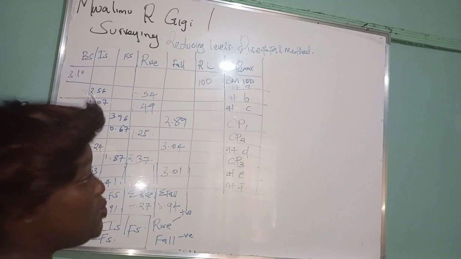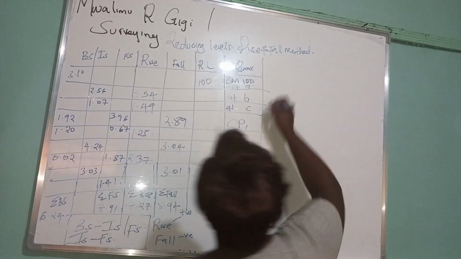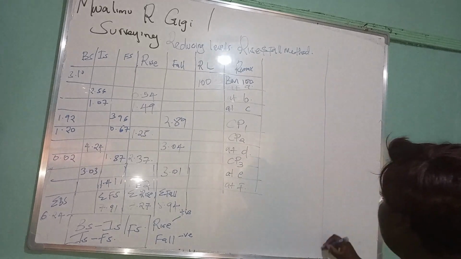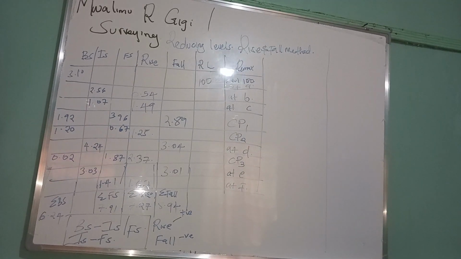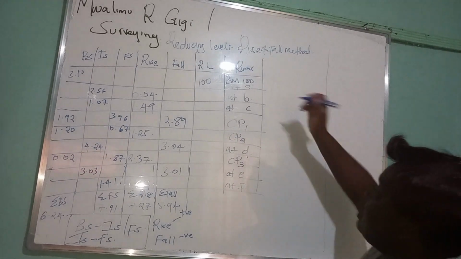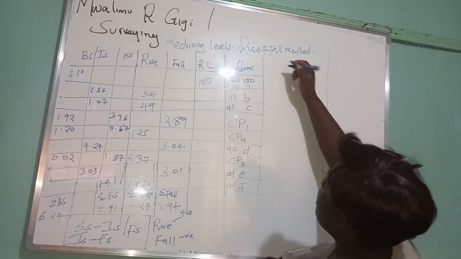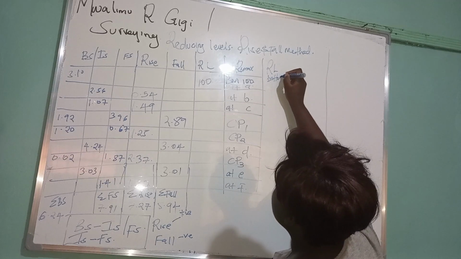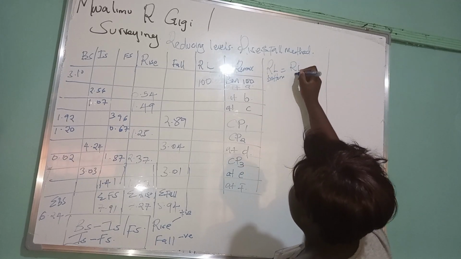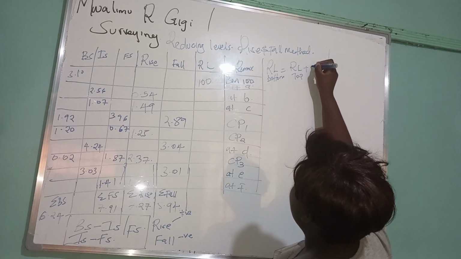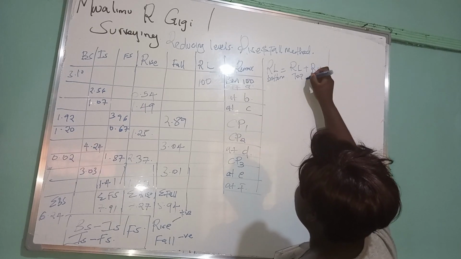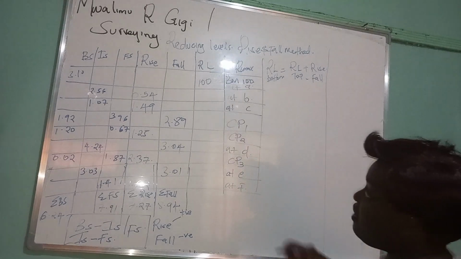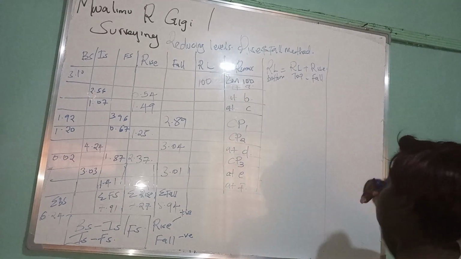So we can go to B. We can quote the formula. The formula is: reduced level at the bottom is equal to reduced level at the top plus a rise or minus a fall.